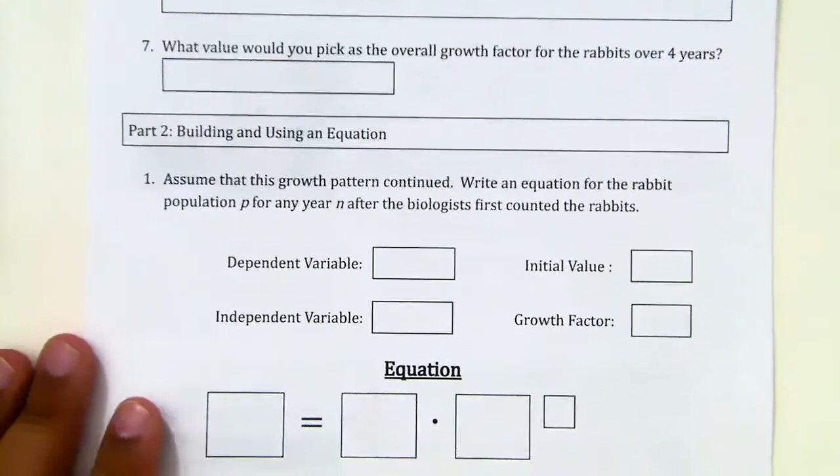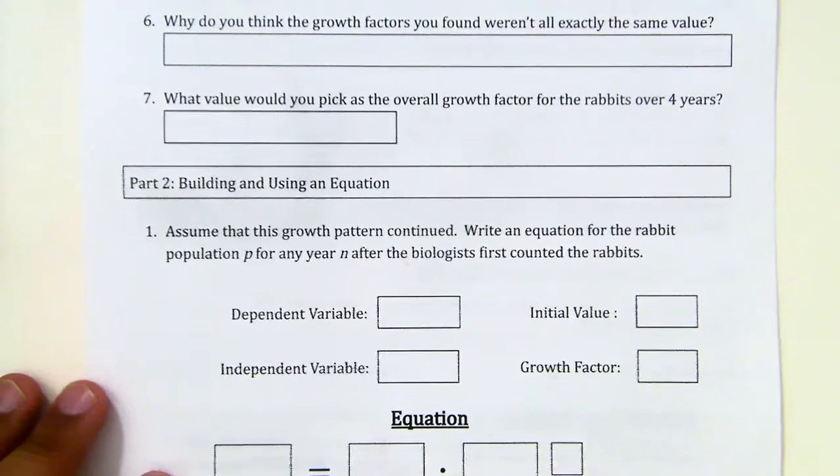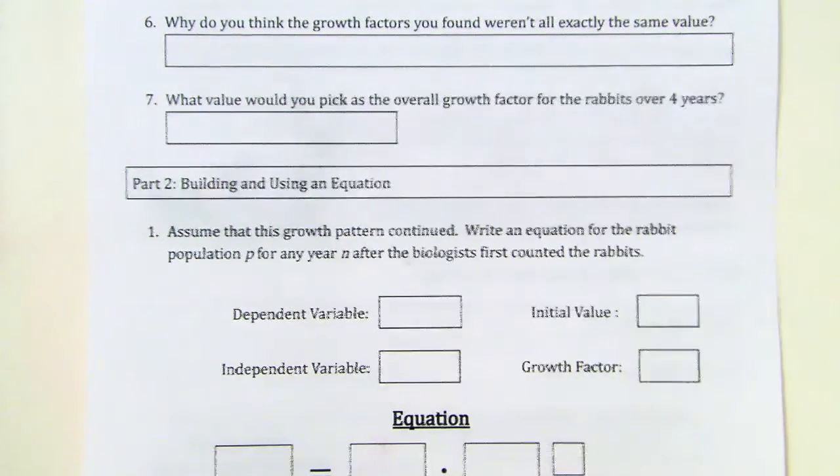Okay, so top of the next page, it says, why do you think the growth factors you found weren't all exactly the same value, right? So they're all going to be slightly different, and just what do you think is going on in the situation that's making it so that they're not all exactly the same thing, right? I want to see what you guys think here. There's a lot of different logical answers.